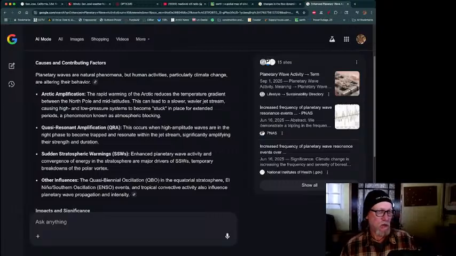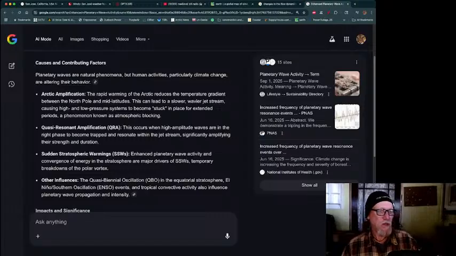Arctic amplification. The rapid warming of the Arctic reduces the temperature gradient between the North Pole and mid-latitudes. That's us. This can lead to a slower, wavier jet stream, causing high and low pressure systems to become stuck in place for extended periods, a phenomenon known as atmospheric blocking. Yeah, that really sucks. That's what's happening in LA right now.